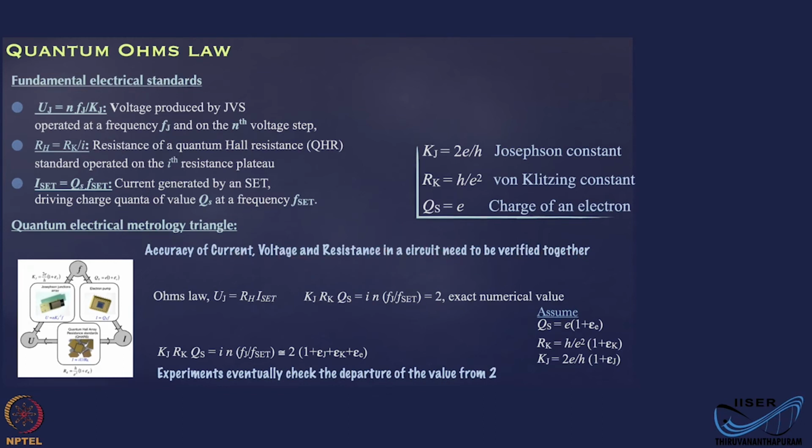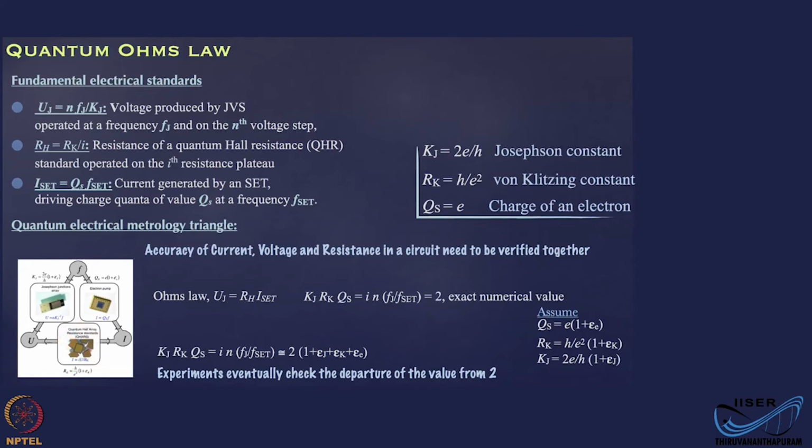And this is done by constructing a conceptual triangular circuit where one arm connects frequency to current, another arm connects frequency to voltage. That is the Josephson effect. This is the single electron tunneling phenomenon. And another arm connects the voltage and current. That is the quantum Hall phenomenon, the quantum Hall effect.